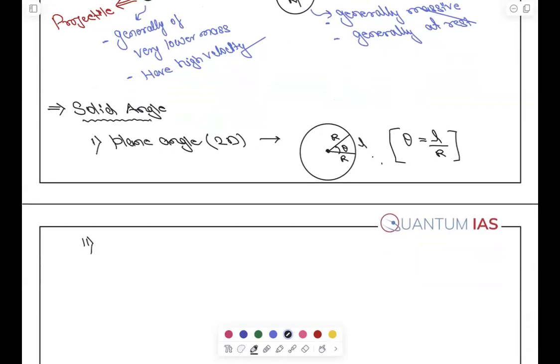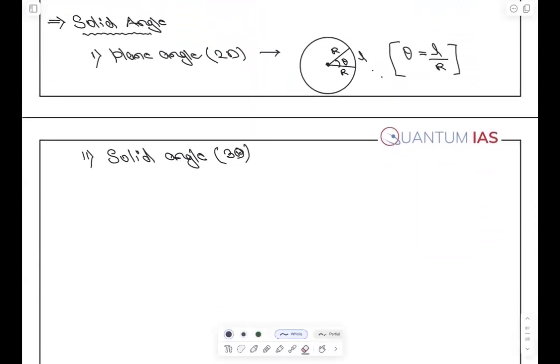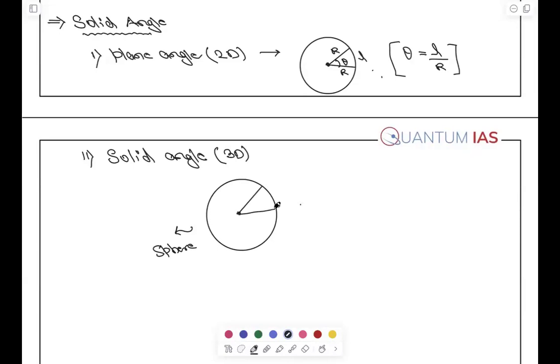But when we go into 3D, how do we define it? We usually define solid angle. Solid angle, 3D. Instead of this small angle, it will make a conical type shape. Let us consider this as a sphere. This is a sphere. So when we start moving and making an angle, it will not subtend any arc. Rather, it will have a certain area. Yes or no?